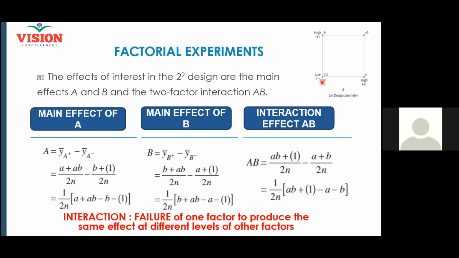B is high and low. Along this horizontal line, B is low. Along this horizontal line, B is high. So my average response here minus average response here. So it is B plus AB by 2. You see here, B plus AB by 2 and A plus 1 by 2.